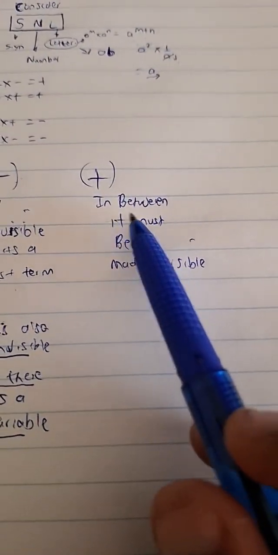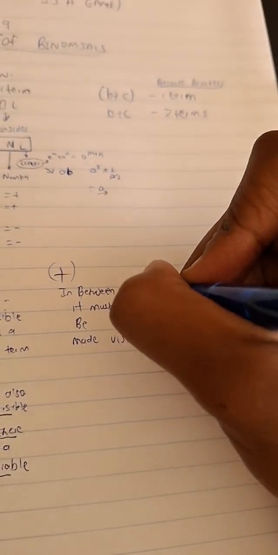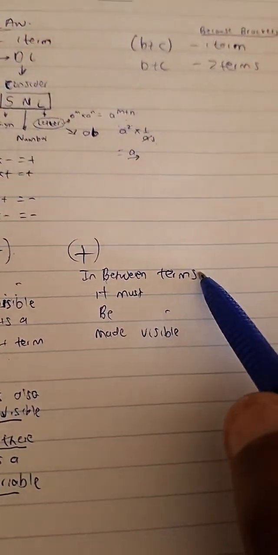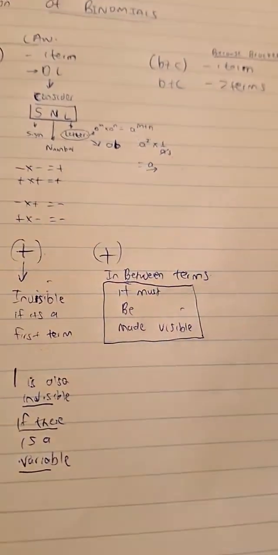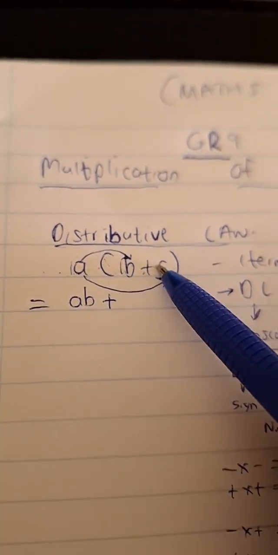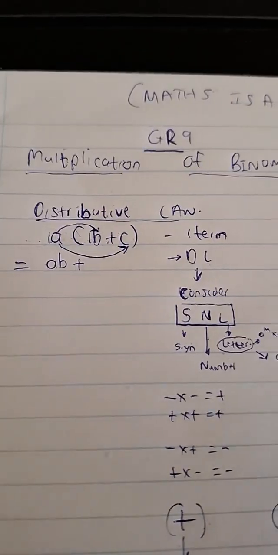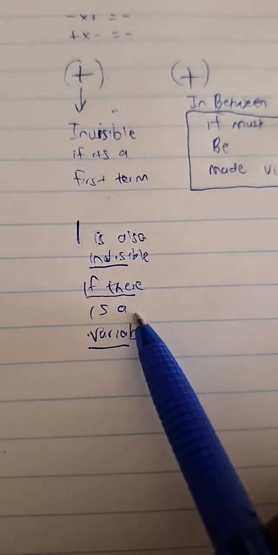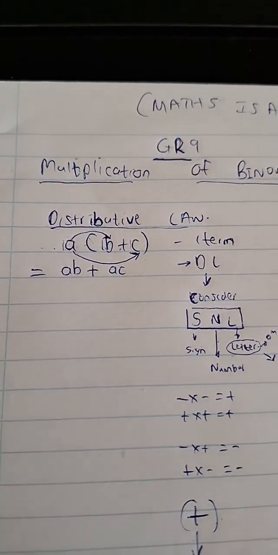You see the positive sign because it's in between the terms. Because the positive sign is in between the terms, it must be made visible. We must see it. So there it is. Then 1 times 1, there's a coefficient of 1 before the C. What's 1 times 1? It's 1. It can remain invisible because there's a variable there. And then what's A times C? That is AC. Okay, letter done.